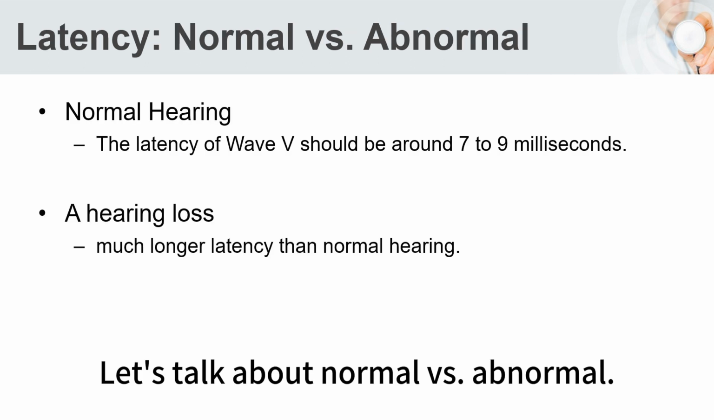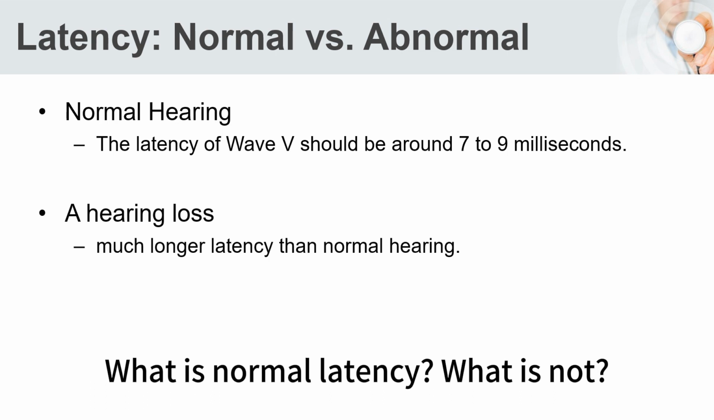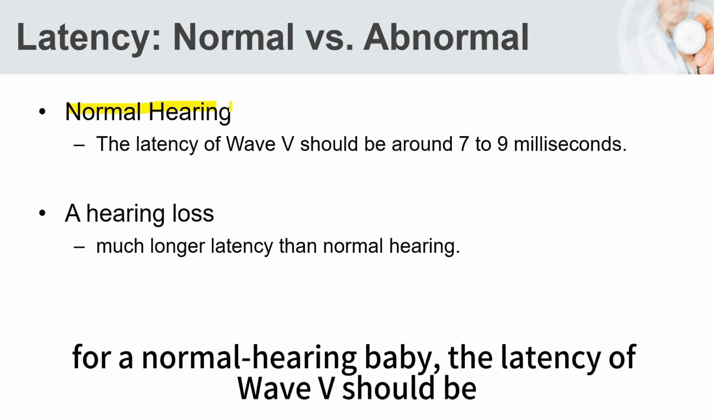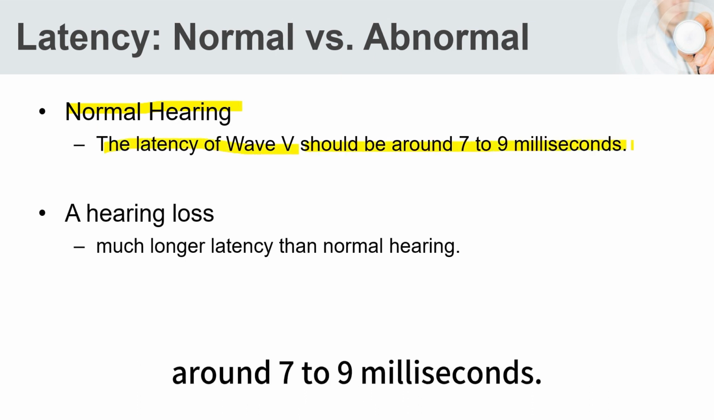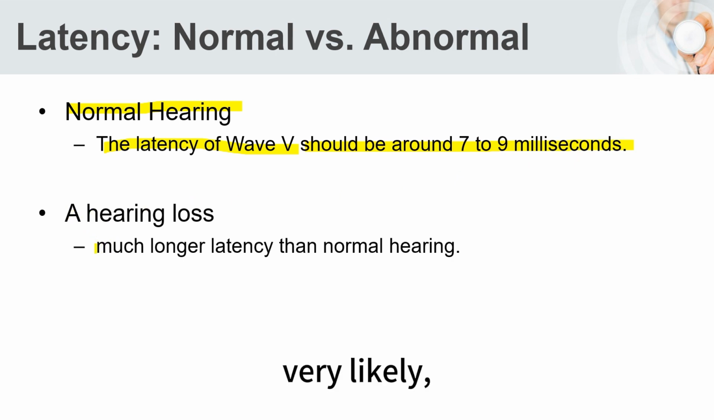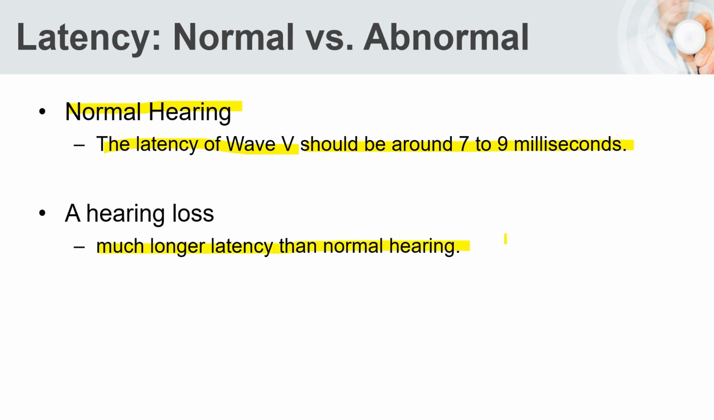So let's talk about normal versus abnormal. First, the metric we want to talk about is latency. What is normal latency? What is not? As we just mentioned, for a normal hearing baby, the latency of wave 5 should be around 7 to 9 milliseconds. Well, for a hearing impaired baby, very likely we could see a much longer latency than normal.